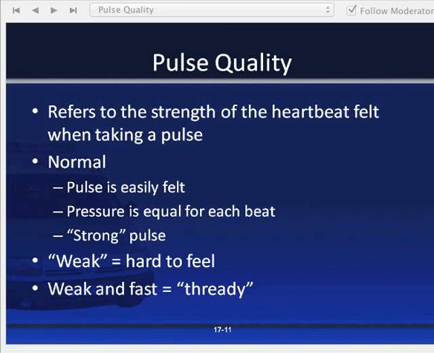Pulse quality refers to the strength of the heartbeat felt when taking a pulse. Normal pulse is easily felt, and the pressure is equal for each beat. This kind of pulse is said to be a strong pulse. A pulse is said to be weak if it is hard to feel. A pulse that is weak and fast is called thready. Pulses are normally equal in strength on both sides of the body.